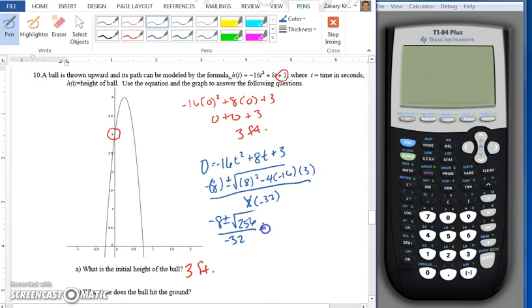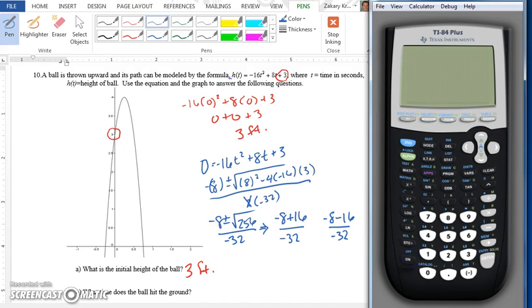And then we get -8 plus 16 divided by -32, and we have -8 minus 16 divided by -32. We get the 16 because if you plug into your calculator the square root of 256, we get 16.